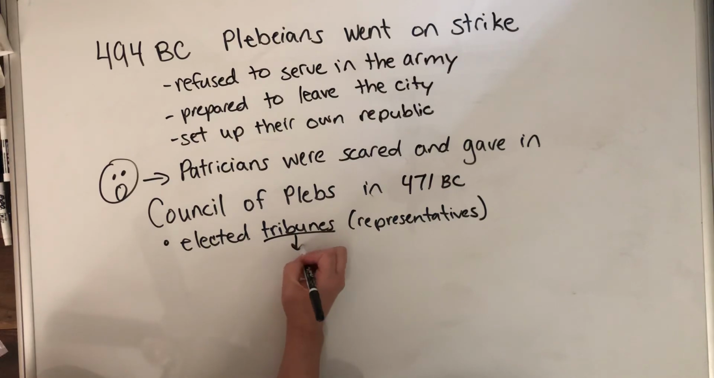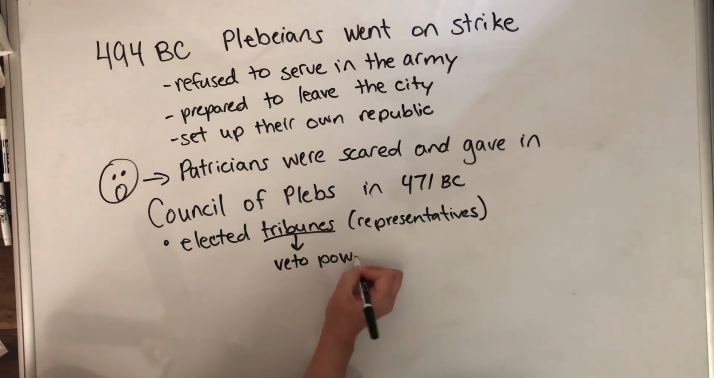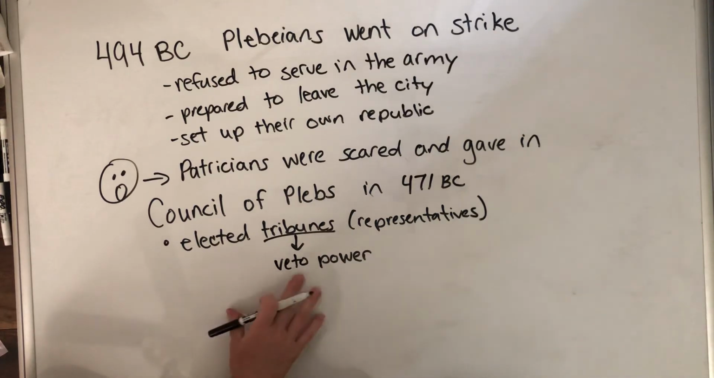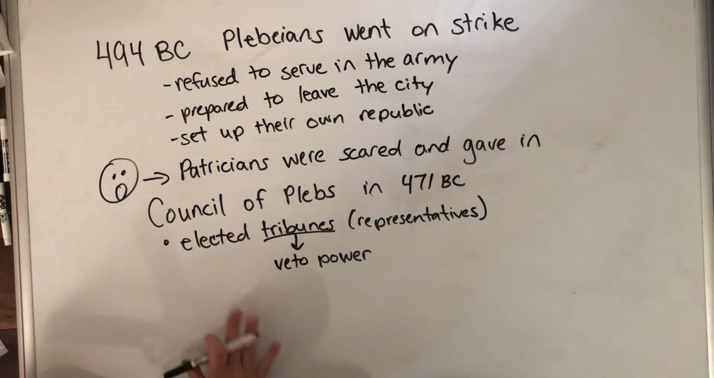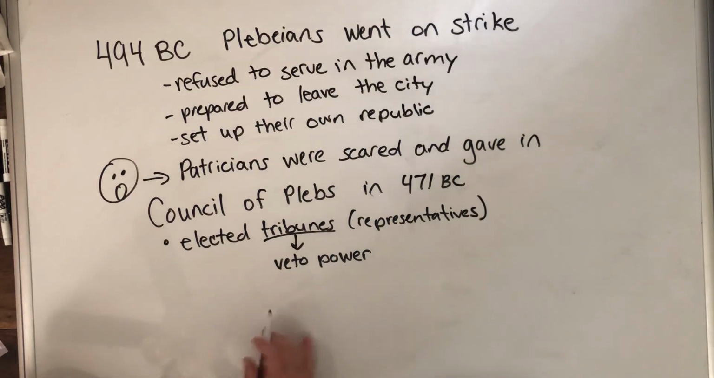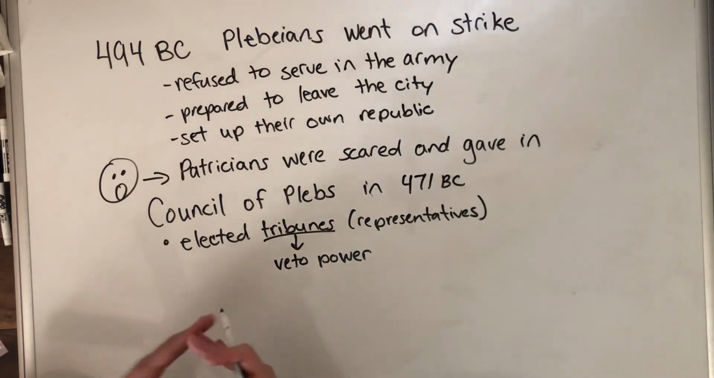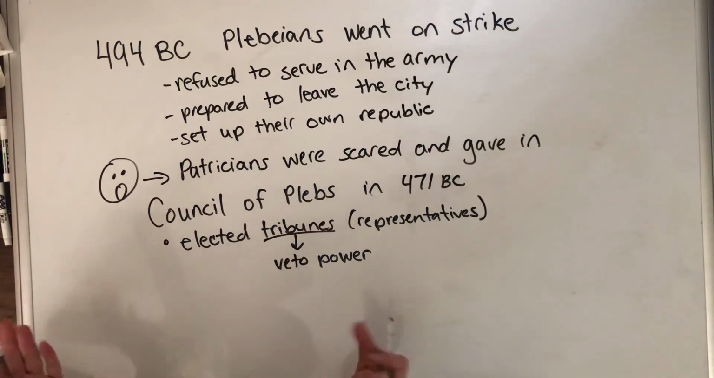And the cool thing about the tribunes is they possessed veto power. So like the consuls, they also had veto power. So if they saw something that the Senate made and they didn't agree with it, they could veto it because of the Council of Plebes. There were so many more people.